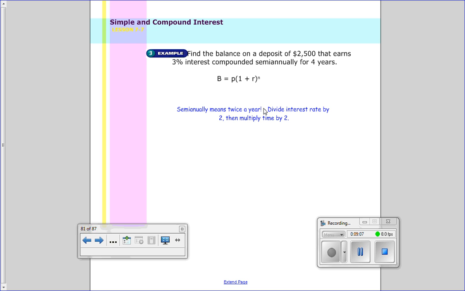Okay, this one can be a little bit tricky because it's not talking about once a year anymore. This is done semi-annually, meaning that it is done twice a year. So when we talk about interest, what you end up doing is you have to divide the interest rate. So I get paid 3% interest for the whole year. But if I do this twice a year, they're not going to give me 3% each time because that would total 6%. It's 3% for the whole year. So I have to divide that by 2. So my new interest rate is 1.5% per period.